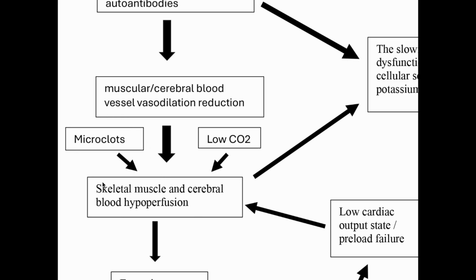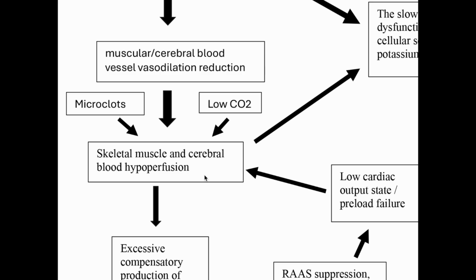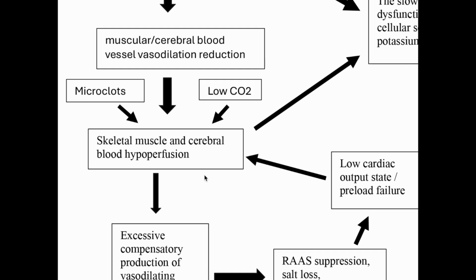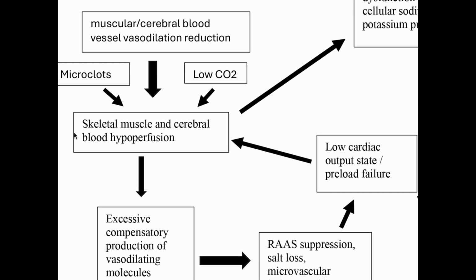As you'll see here, I have a couple of other things leading into the muscle and brain blood hypoperfusion, microclots and low CO2. I'm going to come back to those a little later and explain why they're coming about and what they're doing. But I just want to stay focused here on the most important, more upstream mechanisms that are going on. Okay, so we then end up in this situation where the body is underperfusing with blood in the muscles and brain.